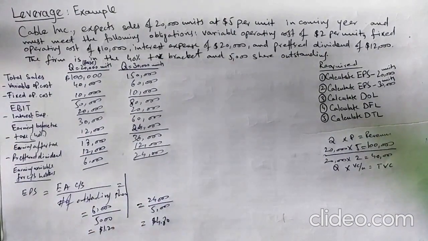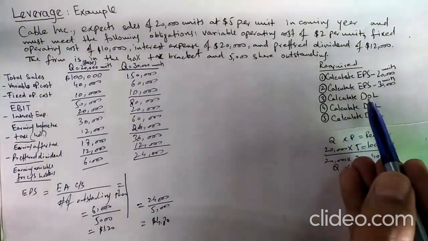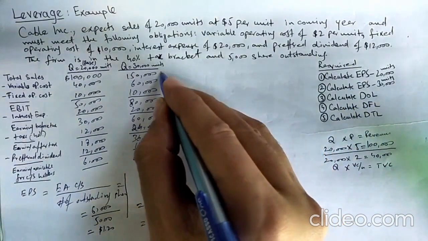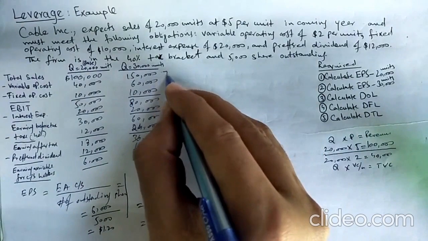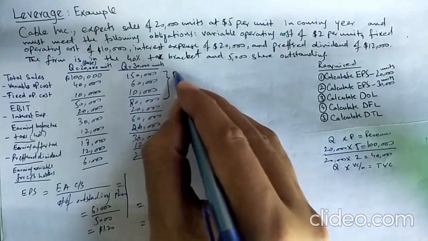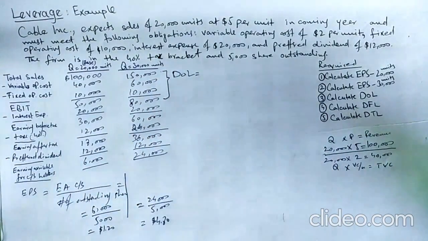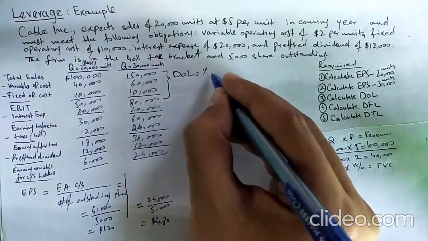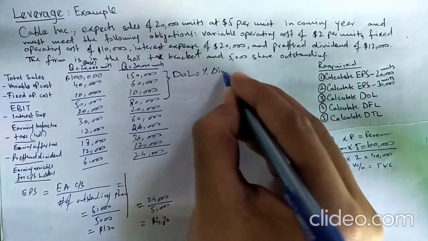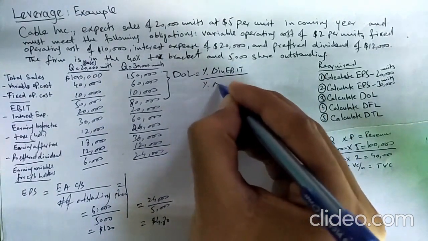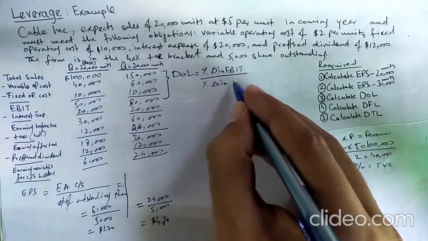So now, at the third step, we calculate the degree of operating leverage. I have already mentioned that by using this area we can calculate the degree of operating leverage, and the formula for the degree of operating leverage is percentage change in EBIT over percentage change in sales.